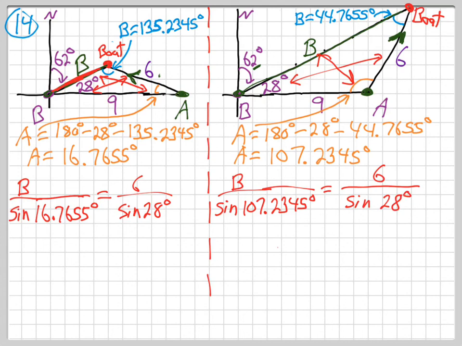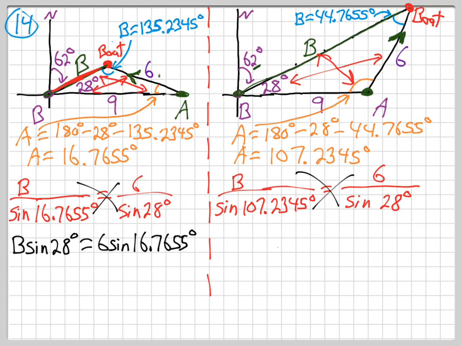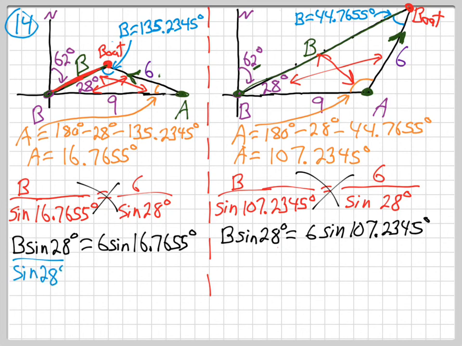Okay, let's take both those and go diagonal, diagonal. So we get B sine 28 degrees is 6 sine 16.7655 degrees. Over here, diagonal, diagonal. B sine 28 degrees is 6 sine 107.2345 degrees. Last step to solve for B: divide by the sine of 28 degrees. Cancels out. B will equal.